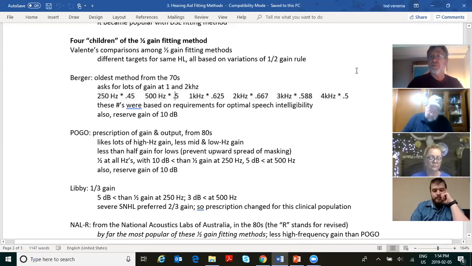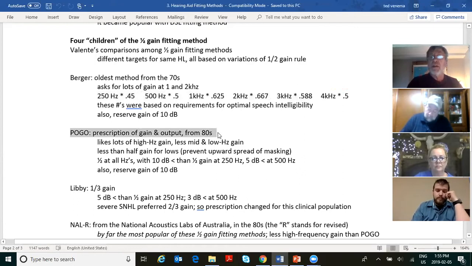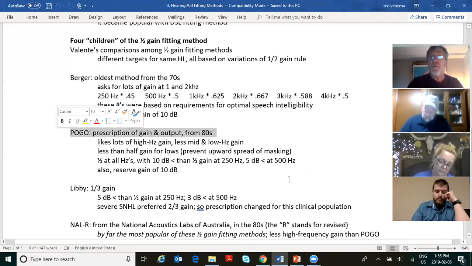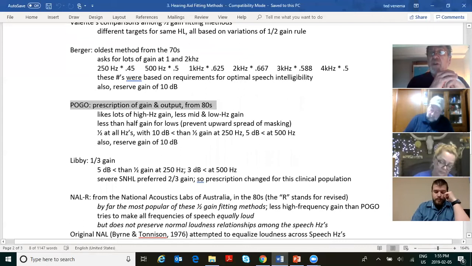0.5 means half gain. 0.5 means half gain. But here, more than half gain, even at 3. So look at those frequencies. It liked them. Then came Pogo. Now, Pogo came from a guy named Berger. The guy was a professor at Kent State, audiology professor. Pogo came from a professor by the name of McCandless.